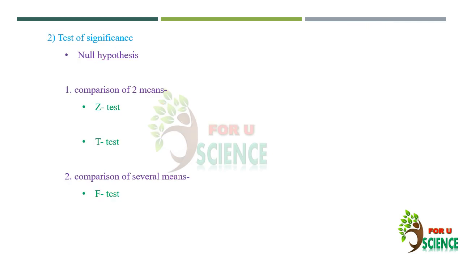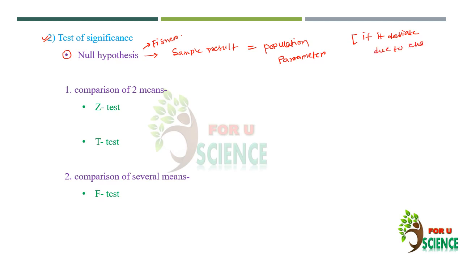We can also use the test of significance, where we use the null hypothesis, which was given by the scientist Fisher. It states that the sample result which we get from calculation will be equal to the population parameter. If it deviates, then it is due to chance only, that is environmental error. So the sample result equals the population parameter.